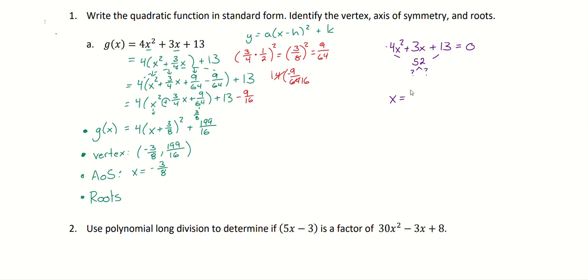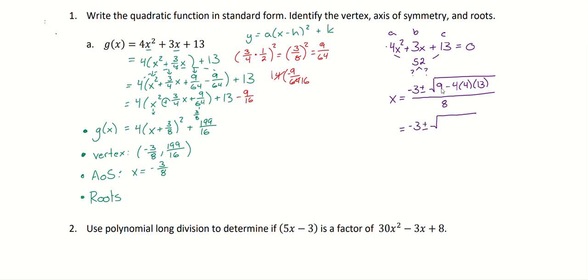So I'm going to use the fact that negative b, or negative 3 in this situation, plus or minus the square root of b squared, which is 9, minus 4 times a, which is 4, times c, which is 13, all gets divided by 2a, which we have a, b, and c in this expression. So 2a just winds up being 8. Cool. So a little bit more calculator work.